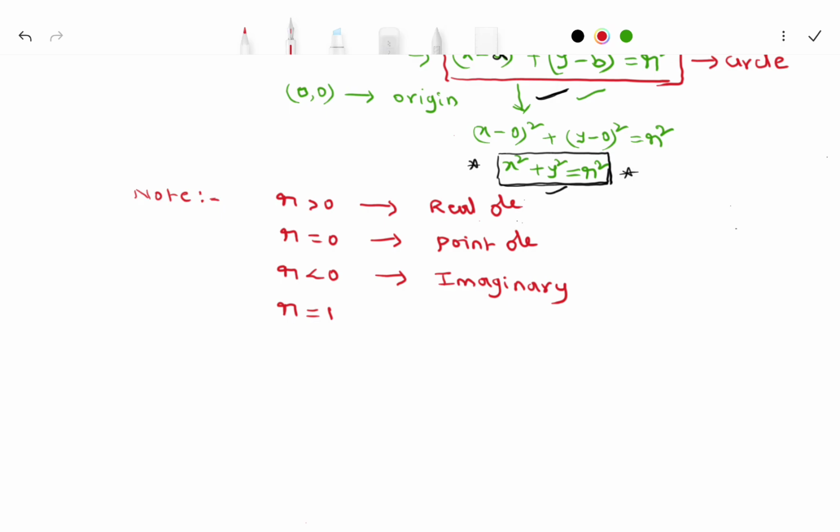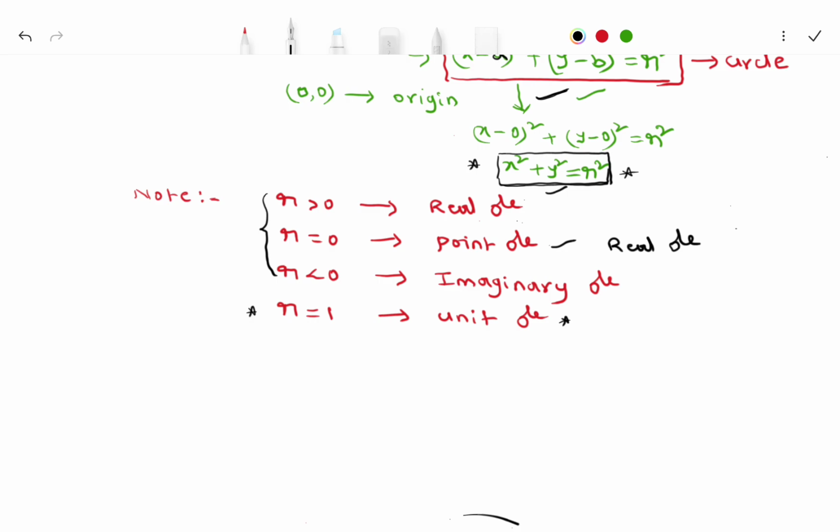Next is the special case. If r is equal to 1, whatever the center, the radius is equal to 1, that circle is called a unit circle. This last one is a special case. Now, in the first three cases, the first two are very important. Here r is equal to 0, that circle is called a point circle, but a point circle is also called a real circle.